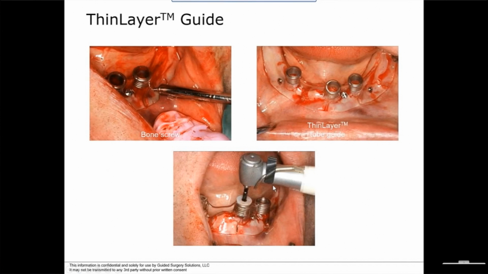I then placed my tube guide. And this is the tube. We make a very different kind of tube guide than what you see on the market. This is the tube guide, and it's fastened by 3 bone screws. 1, 2, 3. And when this thing is down, it's solid like a rock.